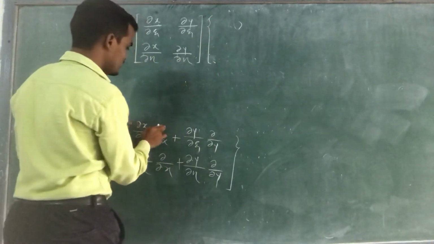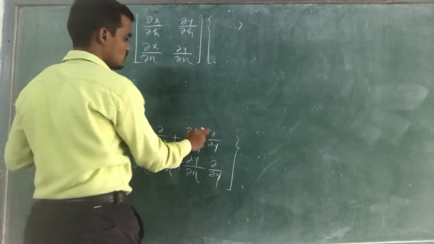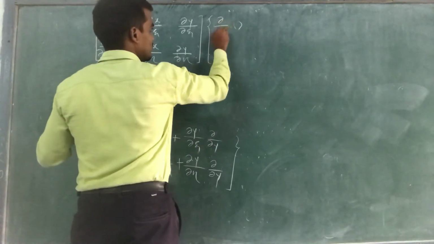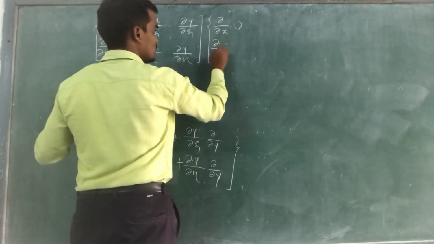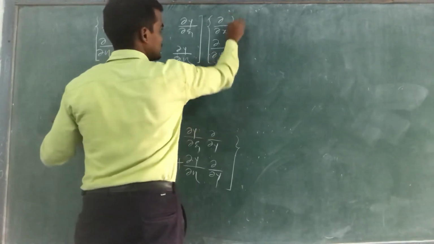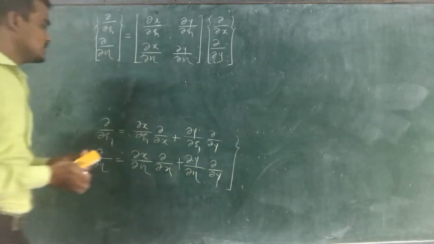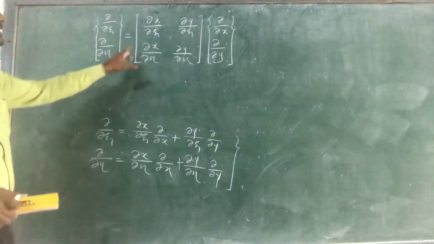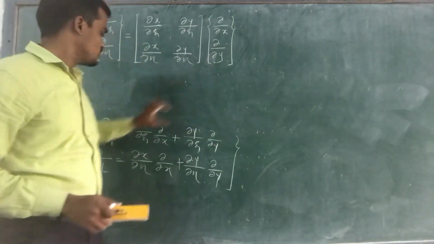What will be the vector? ∂/∂x and ∂/∂y. This is the second vector. Okay. So if we multiply this row to this column, you will get this equation.